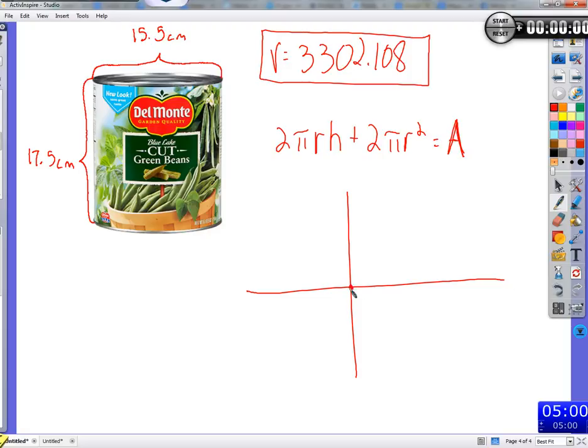Then for some really big radius, so big that we've squashed the can down to nothing because the height is now nothing, zero height, what's the area then? Zero. Okay. Now for a radius that's just a little bit bigger than zero, like half a centimeter, what do you think the area is going to be like there? Big or small?